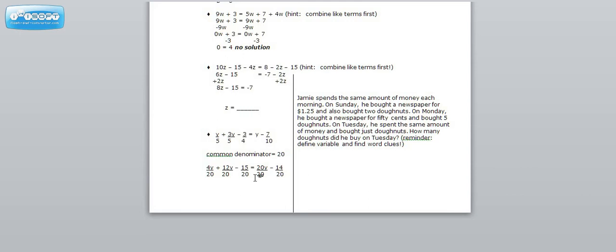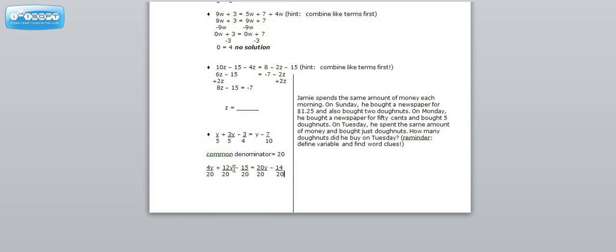To get from 4 to 20, I have to multiply by 5. So if I multiply by 5 on the bottom, I have to multiply by 5 on the top. And 3 times 5 is 15. Equals, remember there's an invisible denominator of 1 here. So if I multiplied him by 20, then I have to multiply what's on top by 20. So that's how I get 20y. And then to get from 10 to 20 in my denominator, I had to multiply by 2. So if I multiplied by 2 in the denominator, I have to multiply by 2 in the numerator. So 7 times 2 is 14.